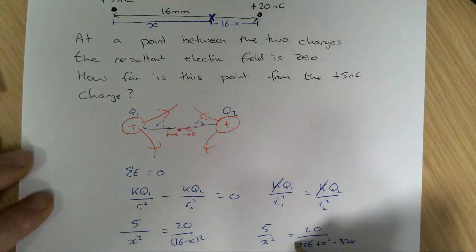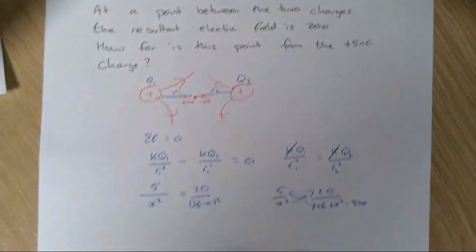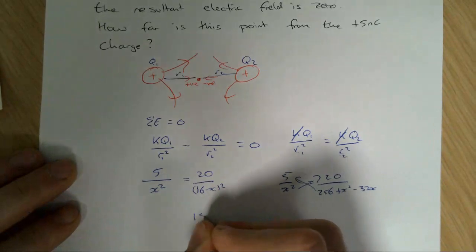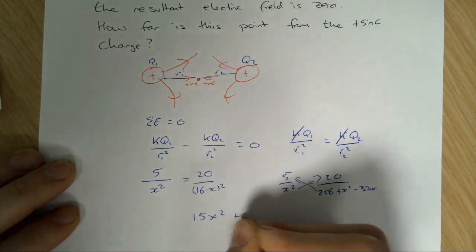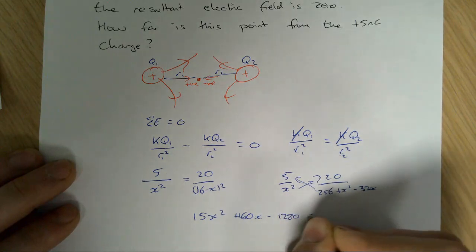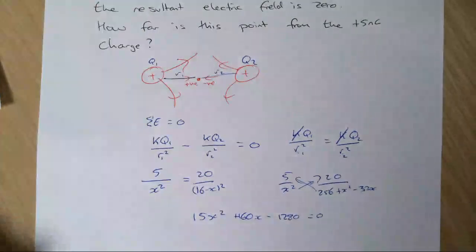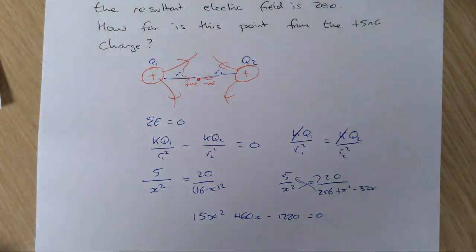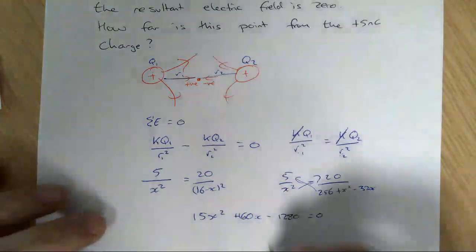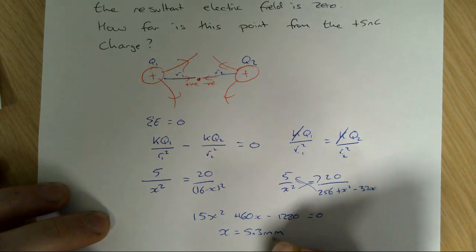We can rearrange that by cross multiplying. When you do that, you end up with a quadratic that looks like this. I've skipped a couple of steps, but I'm sure you can do this without too much difficulty. You then need to solve this quadratic. This is a little bit more complicated than the typical one you'd get in an exam, but you can solve this in any way you want, and you end up with x is 5.3 millimeters.